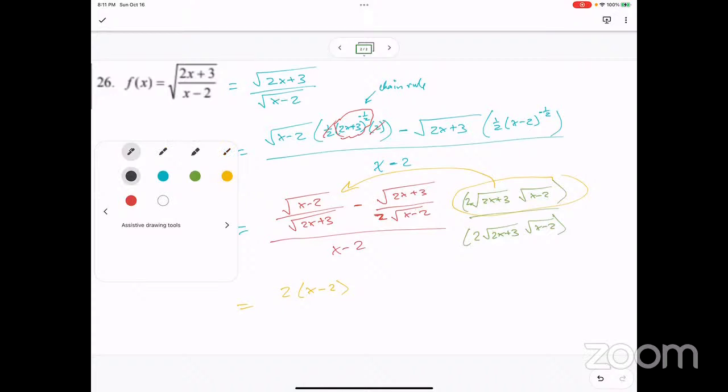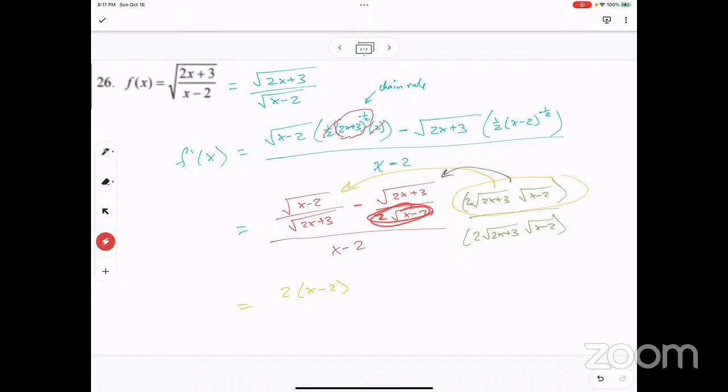Okay. And when I multiply this thing here, same deal. This cancels out. The 2 and this cancels with this, and this times this, the square roots cancel out. So I just get negative 2x plus 3, and don't forget to keep your parentheses there. Okay. All over. In the denominator, all I've got is x minus 2 times 2 times the square root of 2x plus 3 times the square root of x minus 2.